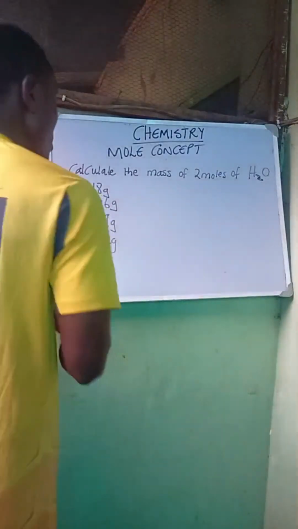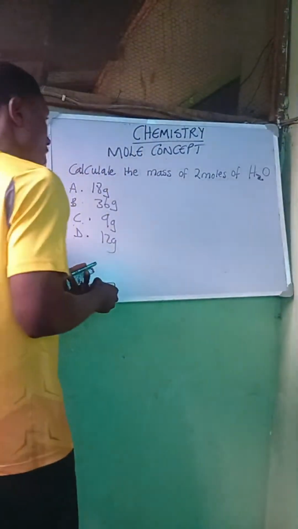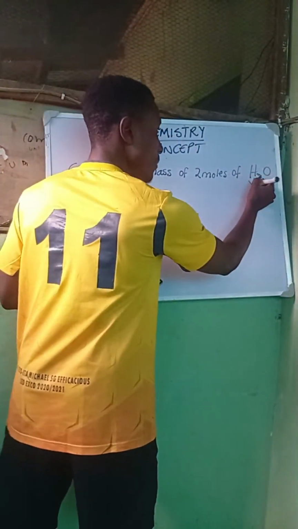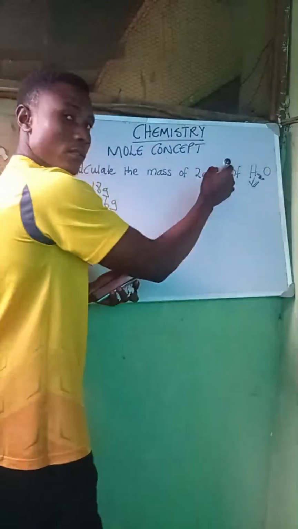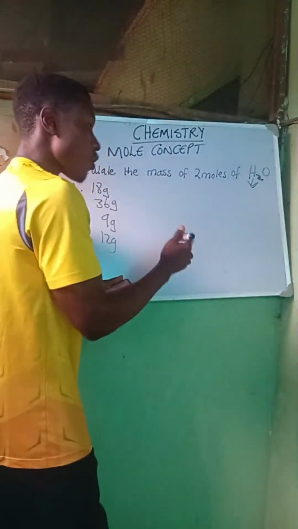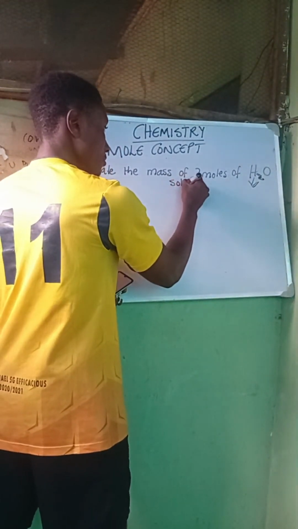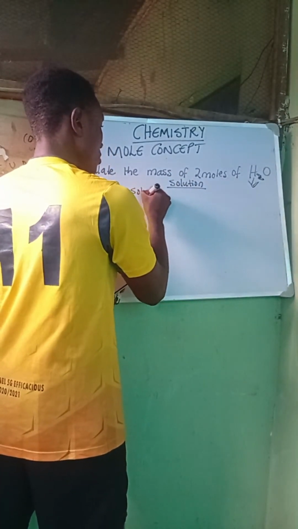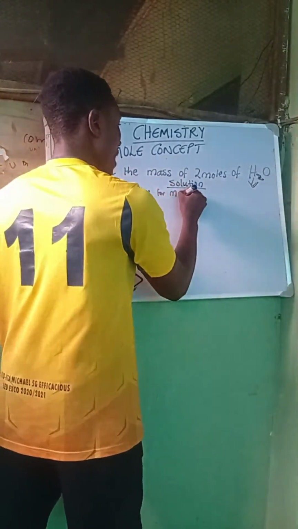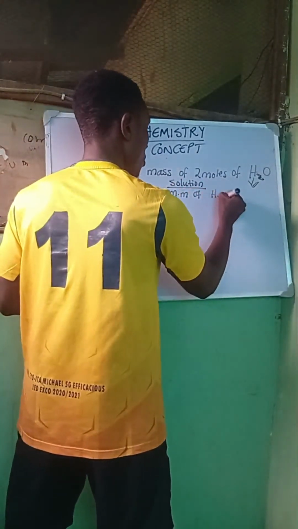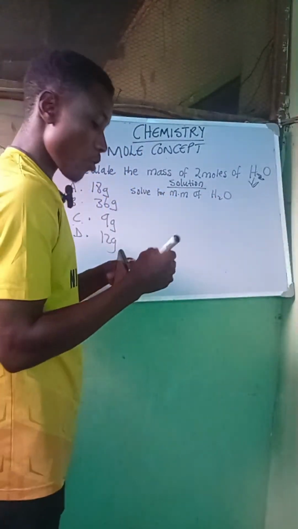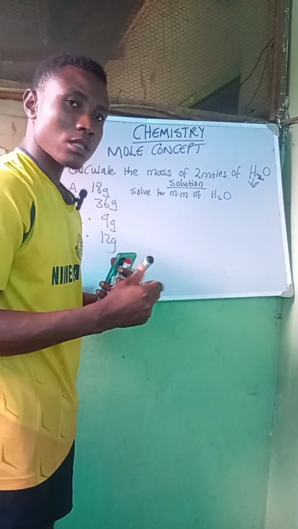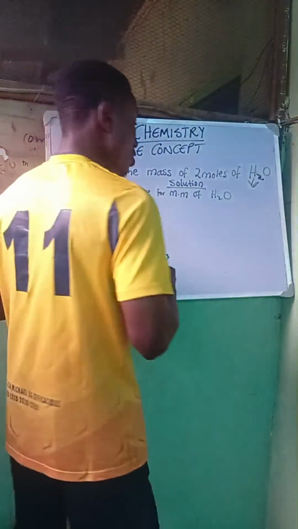All right, calculate the mass of 2 moles of water. The first thing you have to do is to solve for the molar mass of the compound that has been given. So we have water here, and we have to solve for the molar mass of H2O. What is the atomic mass of hydrogen?